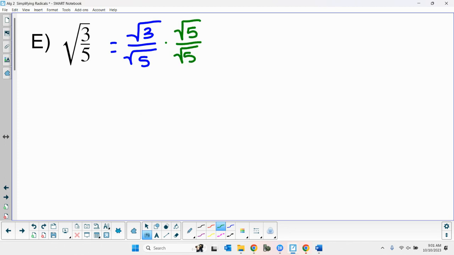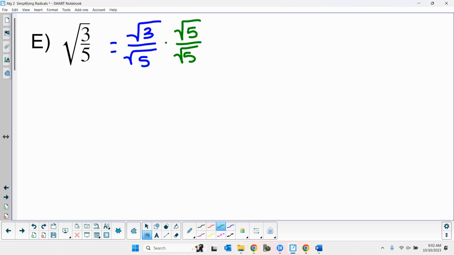What does a number divided by itself always equal? 1. So basically I'm multiplying by 1. When you multiply a number by 1, what do you get? The same thing, right? It's just going to look different. This way we're getting rid of the radical in the denominator.